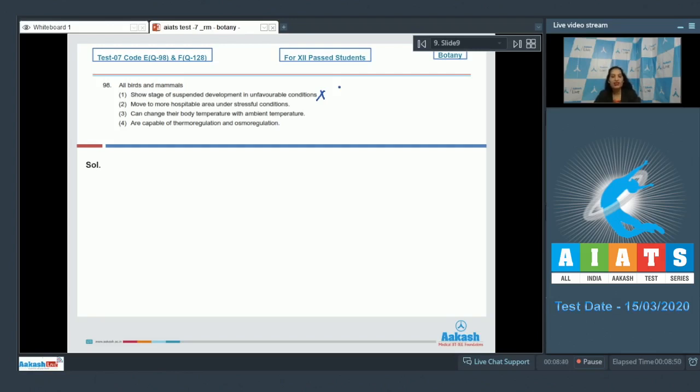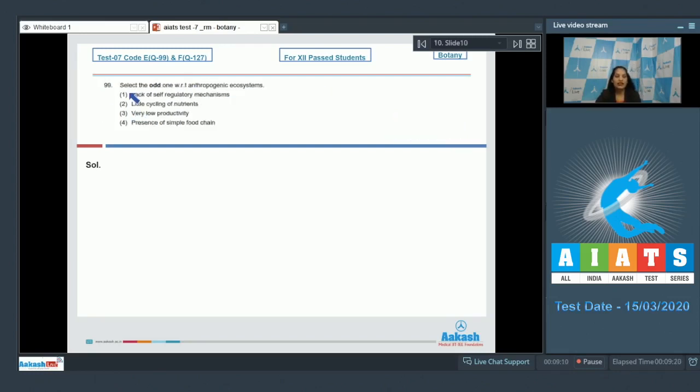Third one, can change their body temperature with the ambient temperature. These are conformers. They cannot maintain homeostasis, but all birds and mammals can maintain homeostasis. So this is also wrong. Fourth one, are capable of thermoregulation and osmoregulation. Yes, it is true, because they are regulators, they can maintain homeostasis. So the correct option for the given question is option number 4. Let's move to the next question.